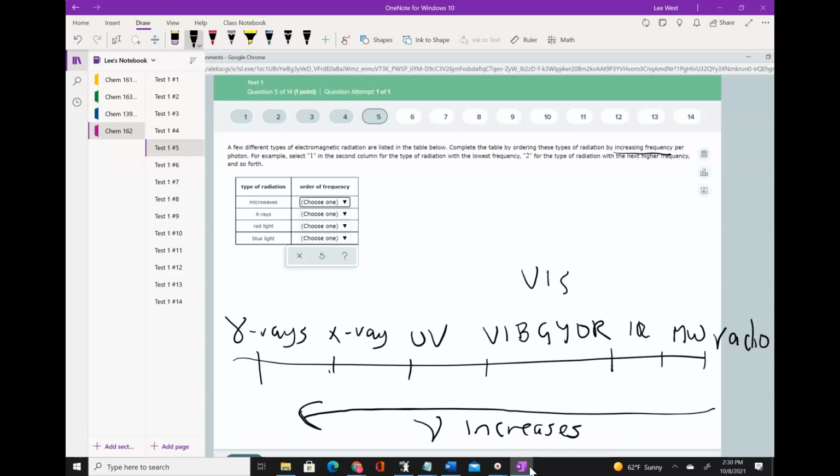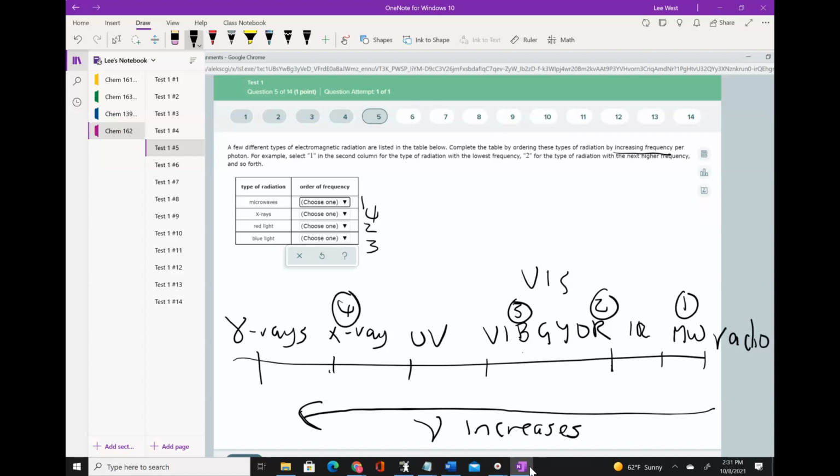Well, microwaves is going to come in at number 1. Then our next one is going to be red, coming in at number 2. So 1, 2. And then we're going to have blue at number 3. And there's only one left, which is X-rays, and that's got to come in at number 4. And that will be increasing frequency.